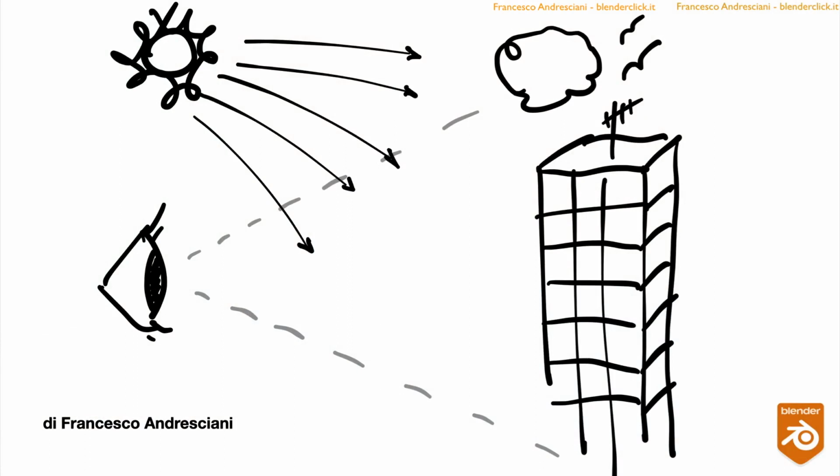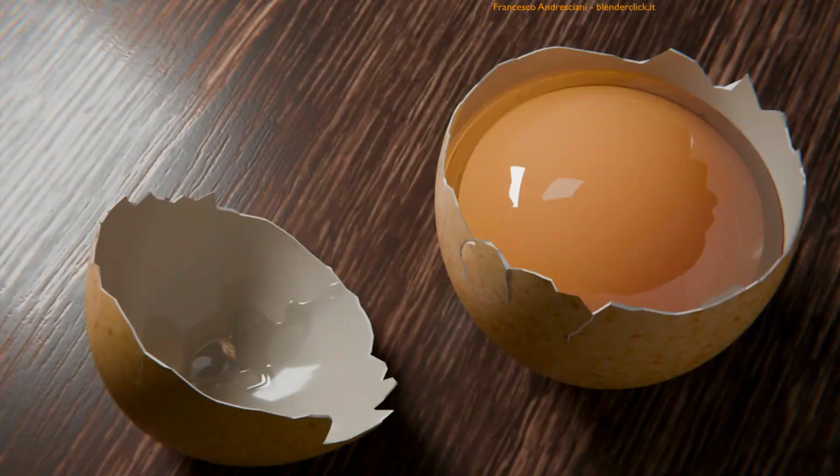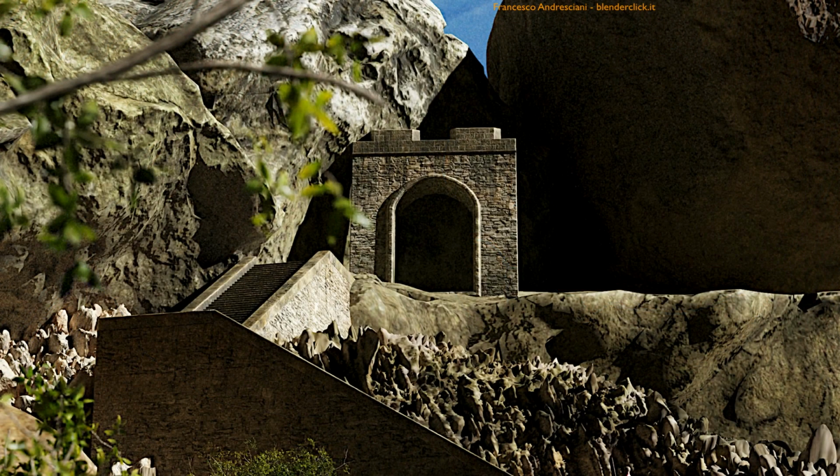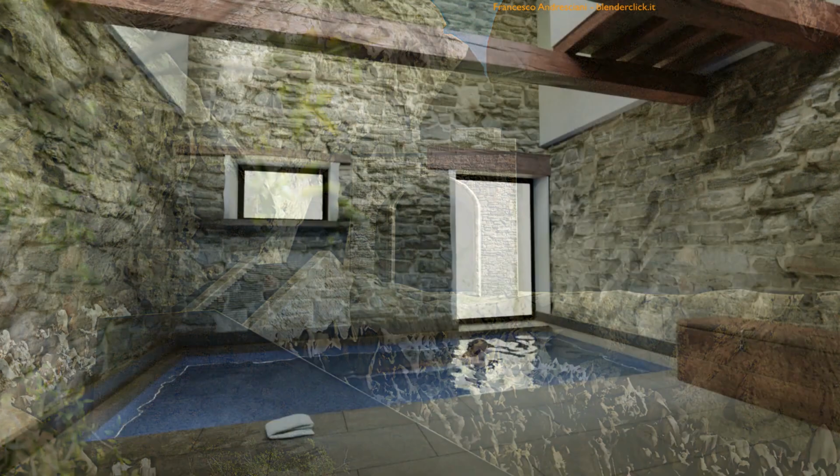Light starts from a light source, the most important, of course, being the sun, hits objects and bounces in every direction. A small part of this light reaches our eyes, allowing us to see an object, an environment, a scene. What we see, we interpret because of our experiences, what we have experienced.